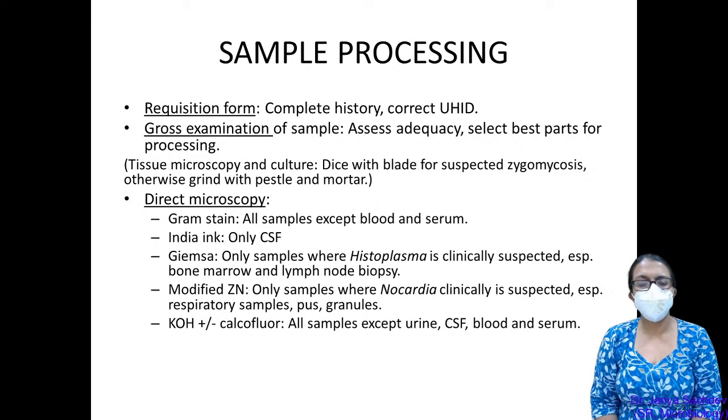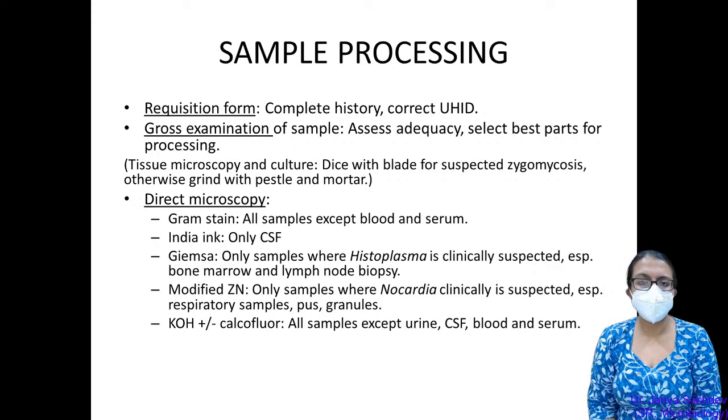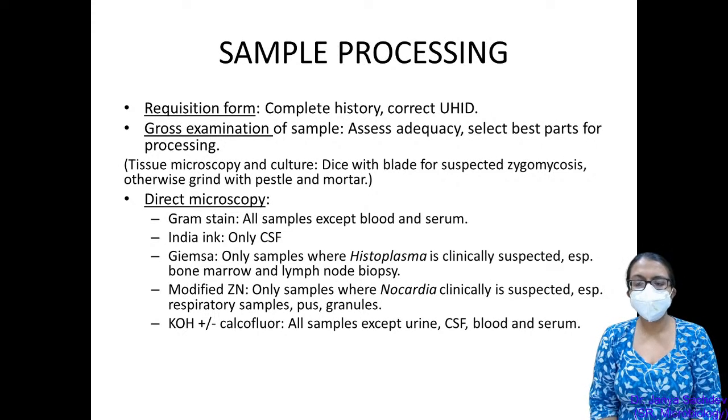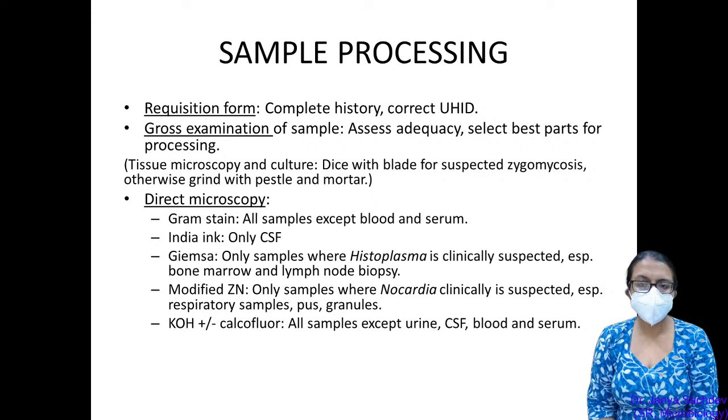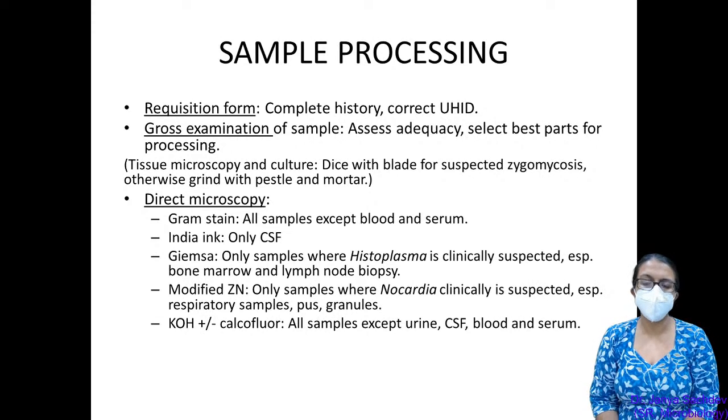Ideally speaking, a form should also have a barcode for online entry of reports and for storage of reports and for easy access. But if not a barcode for online entry, at least a correct unique identification number for the patient should be there and a complete history.